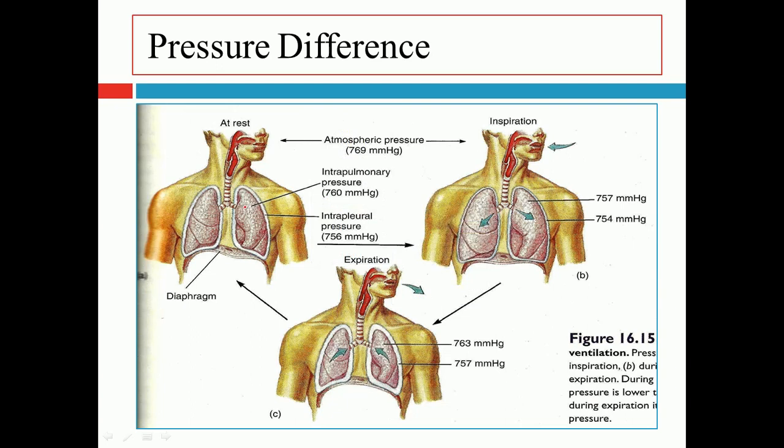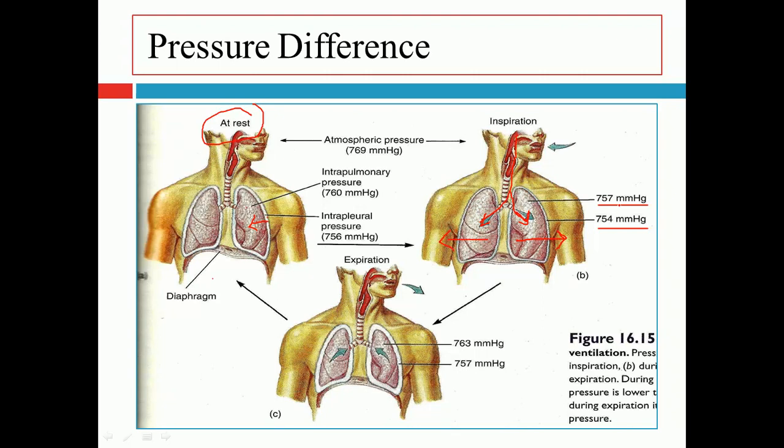So, this is intrapulmonary pressure. This is intrapleural pressure. Intrapleural pressure tries to collapse the lungs, while this is the diaphragm. This is at rest. So atmospheric pressure, when there is negative pressure and this becomes more negative, the air will gush into the lungs, into the alveoli, and this will cause expansion.